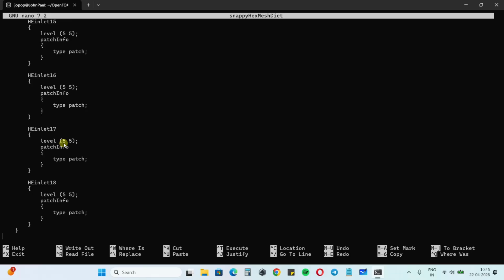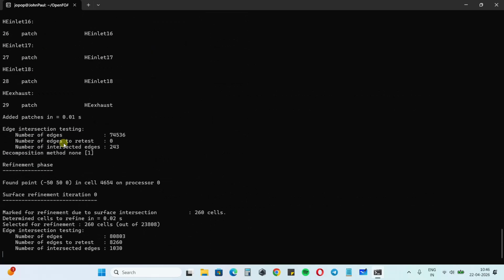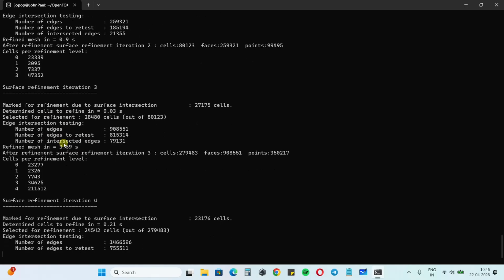Then you save it, Ctrl O and Ctrl X. Once you have done that, you can run snappyHexMesh. Alright, it will take some time, so let's wait and continue from there.